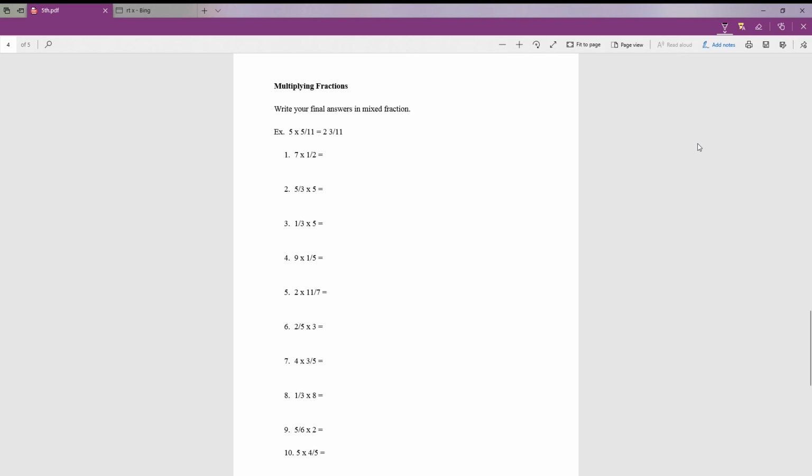Multiplying fractions. Write your answer as a mixed fraction. Example: 5 times 5 over 11 is equal to 2 3/11. So this is what the example is. I'll just make the fraction a little easier to see.